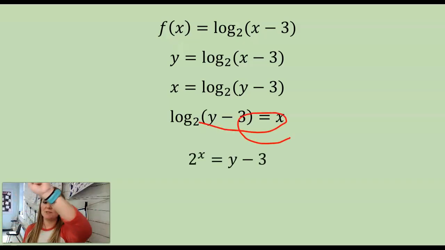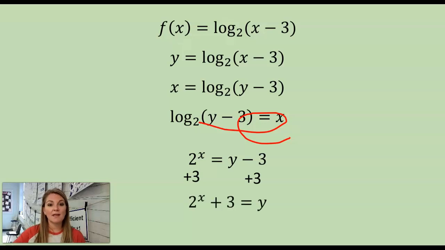So I have 2 to the x is equal to y minus 3. Now this is the first time where we've done the e and the y isn't by itself after we do the e. It's no big deal. How do you get y by itself? You add 3. So I have 2 to the x plus 3 is equal to y, which I rewrite as f inverse of x.